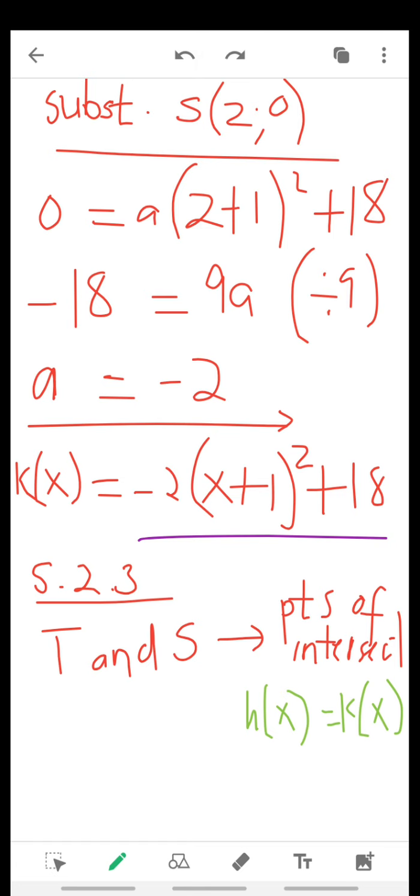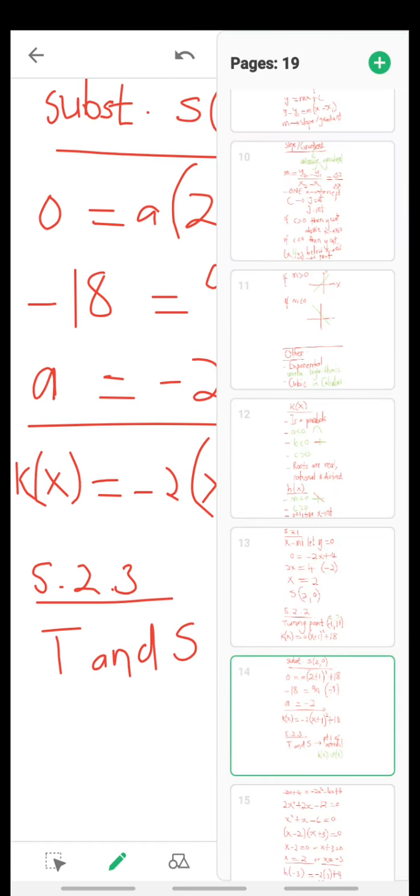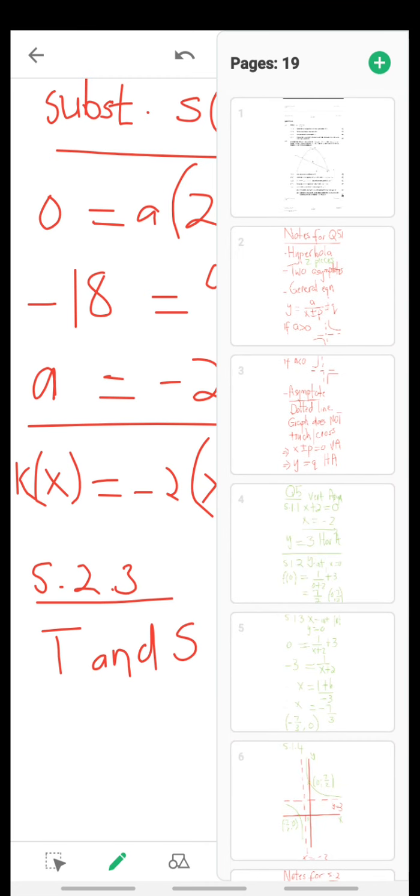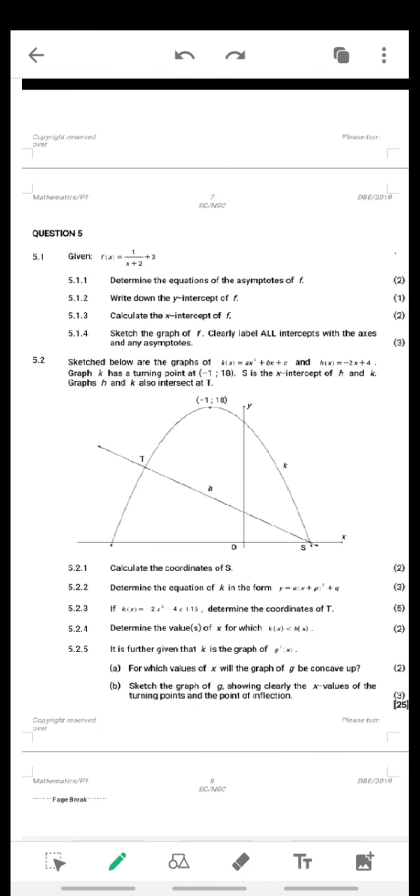Very, very important. Now, having done that, let us go to 5.2.3. In 5.2.3, they are telling you k of x equals minus 2x squared minus 4x plus 16. This is now when we have simplified from turning point form to the standard form. Do you see that this is the standard form of a parabola? Yes. Now, if k of x is that, determine the coordinates of T.